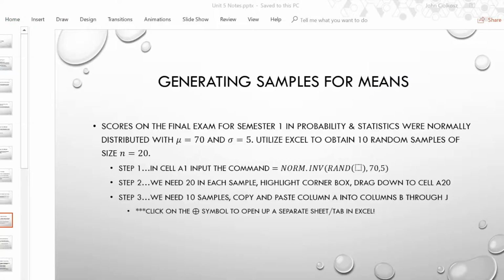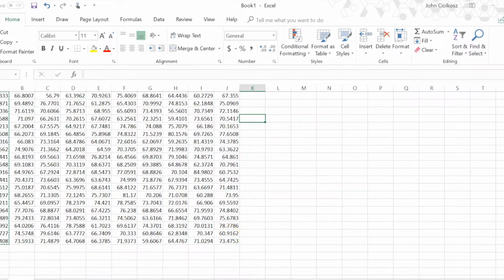Okay, so what we've worked through right now is making all those 10 different samples of size 20. So in a few moments there, we've generated 200 random pieces of data from this distribution with a mean of 70 and a standard deviation of 5.